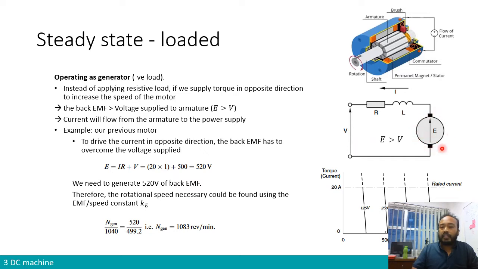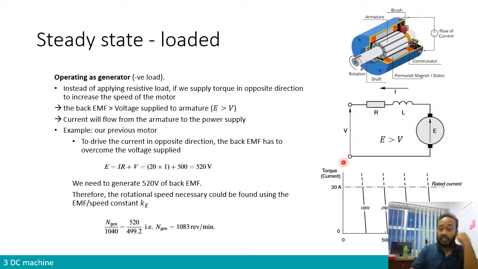If the back EMF is larger than the supply voltage, then we will have a reverse current. Now we have more power in the shaft, in the armature, compared to the power supply. So we will have current circulating from the armature back to the power supply. Okay, so that is what we call operating in the mode of a generator. Current will flow back from the armature to the power supply.